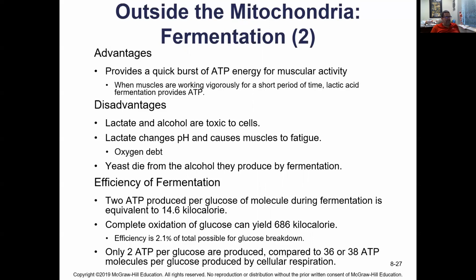The efficiency is 2 ATPs. Oh, and I said it was 3.9. I'm a liar. It's 2.1. So I missed that one. But really low number. 2.1% of the total energy in glucose is converted to ATP there. So that's bad, compared to 36 or 38 ATPs, which is 39% efficiency.